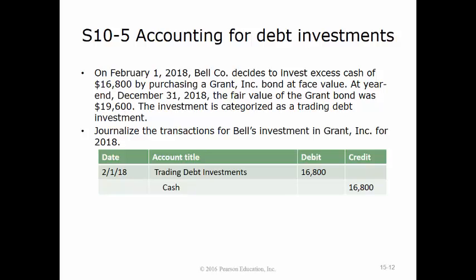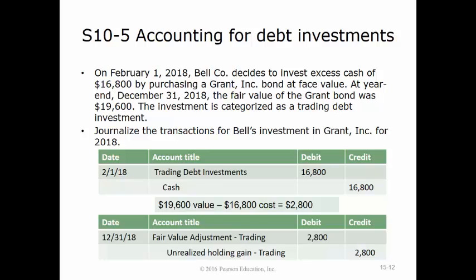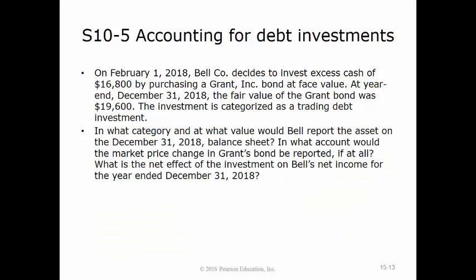On December 31st, 2018, we would record an unrealized holding gain on the trading securities since the fair value of the Grant bond increased to $19,600. To determine this amount, we subtract the cost of $16,800 from the fair value of $19,600 and we get $2,800. We record the adjustment in the investment's fair value by debiting fair value adjustment trading and crediting unrealized holding gain trading for $2,800.